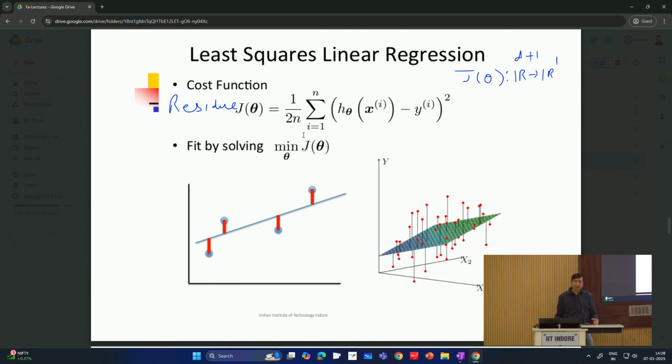So there are two ways of doing this. One, you can solve this minimization problem numerically. Another one is the closed form solution, the closed form solution which you saw in the one-dimensional case.